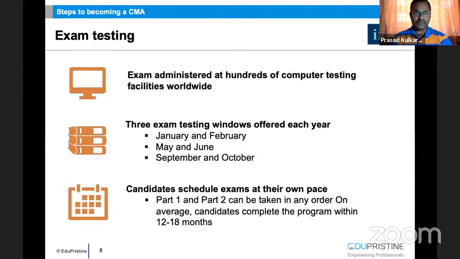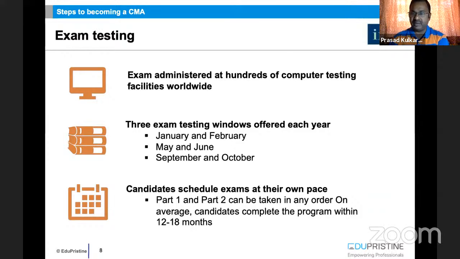Okay, exam testing windows. The exam is administered at hundreds of computer testing facilities worldwide. In India, it is conducted in Mumbai. There are several locations across the globe. Generally, the exams are conducted at Prometric centers. So you just have to take an appointment at any Prometric center well in advance and go and appear for the exam. So it has become very convenient. It has become very accessible, most importantly. So that's how exams are conducted at Prometric centers.